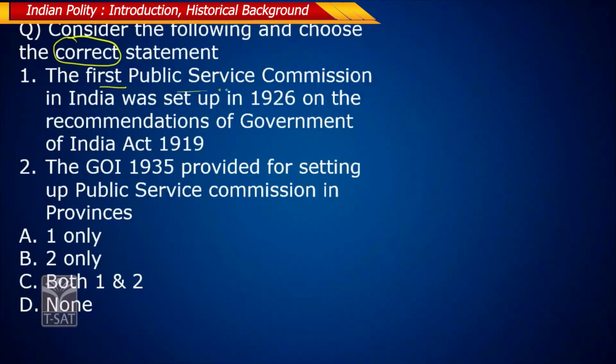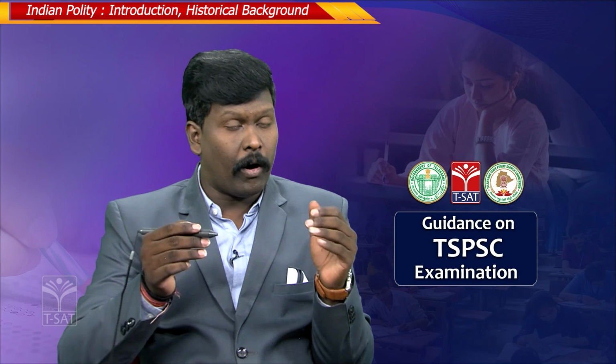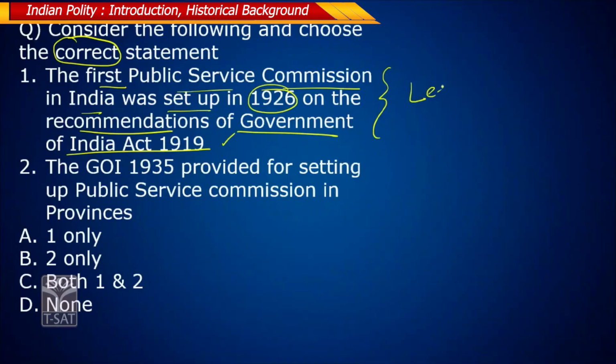The first public service commission in India was set up in 1926 on the recommendations of Government of India Act 1919. See, Government of India Act 1919 recommended to create a public service commission. So, as part of 1919 Government of India Act, which is also called Montague-Chelmsford reforms, a public service commission was established in 1926 on the recommendations of Lee Commission.